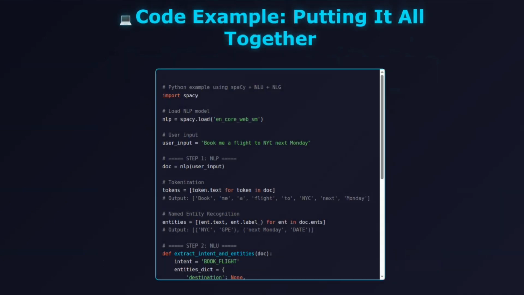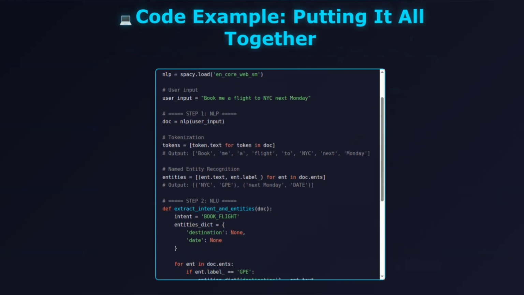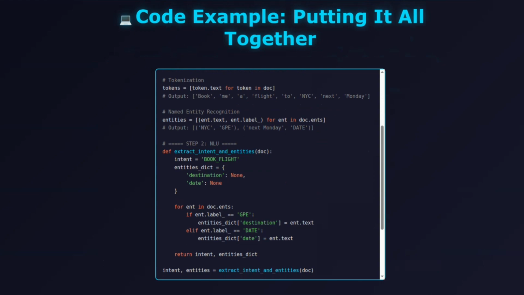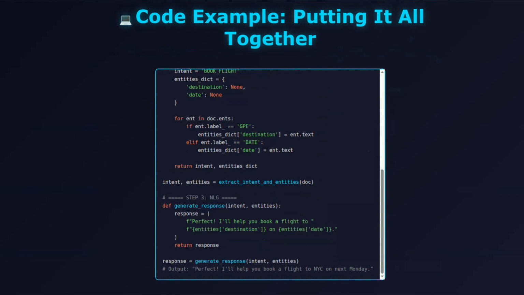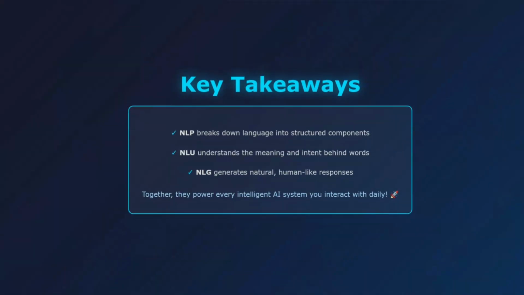Let's look at how this works in actual code using popular Python libraries. See how each stage transforms the input? NLP creates structure, NLU extracts meaning, and NLG produces natural language output. So, to recap, NLP is like a translator who understands the mechanics of language, structure, grammar, and composition. NLU is like a therapist who understands what you really mean beneath your words, your intentions and desires. NLG is like a communicator who can explain complex ideas back to you in a way that feels personal and natural.